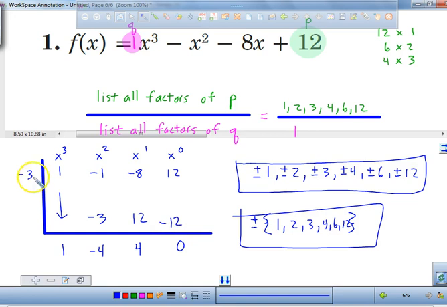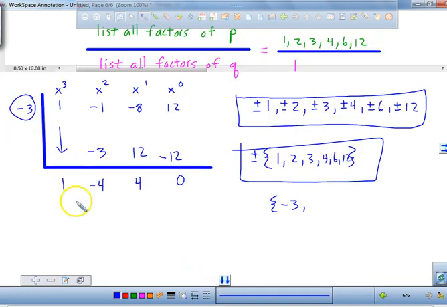So what do we find? We found that negative 3 is a zero. It is a solution. So one of our solutions is at negative 3. Now what does this leave us with? That leaves us with 1x squared, that's an x to the first, that's an x to the 0. So x squared minus 4x plus 4.